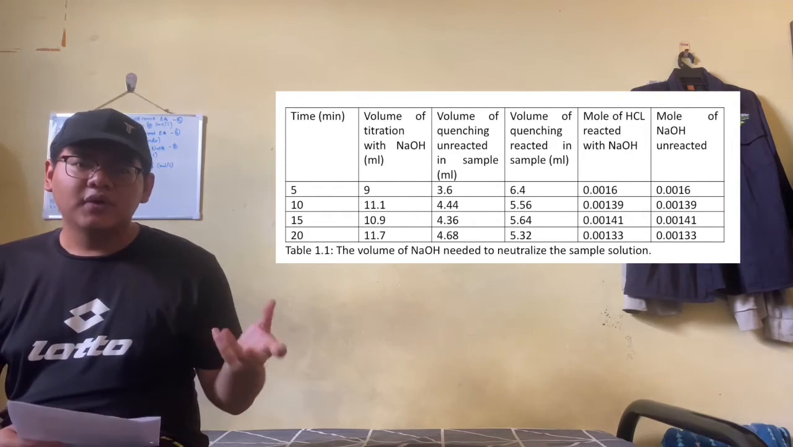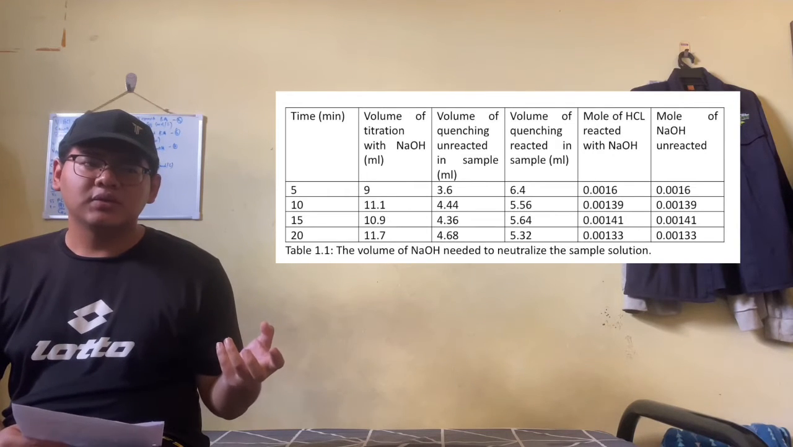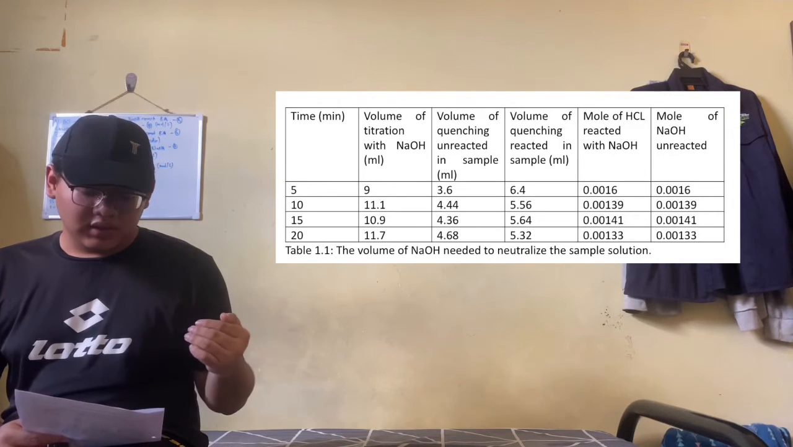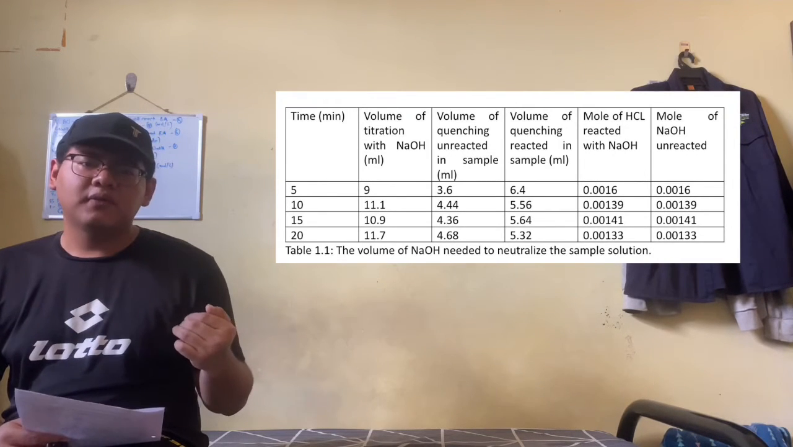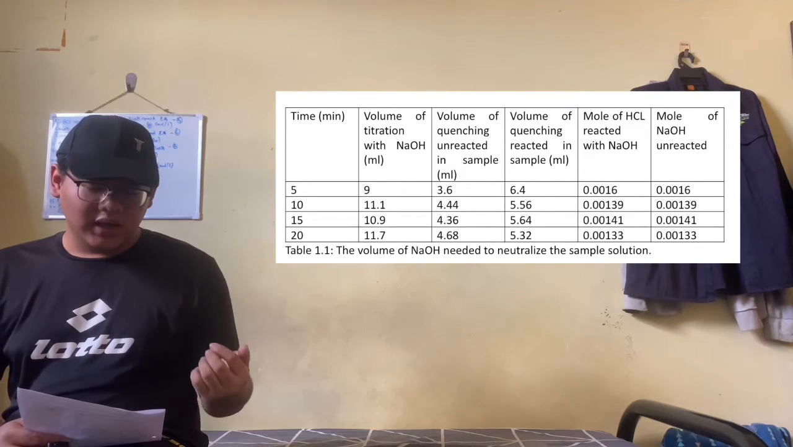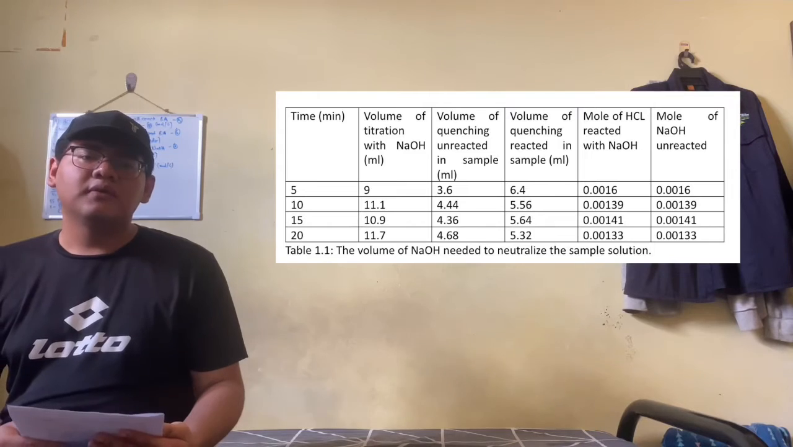And the volume of titration with sodium hydroxide used is 9 ml for 5 minutes, 11.1 ml for 10 minutes, 10.9 ml for 15 minutes and 11.7 ml for 20 minutes. From that, we can conclude that the higher the concentration of hydrochloric acid, the higher the volume of sodium hydroxide needed for the neutralization. The second part is where we vary the mixing speed.